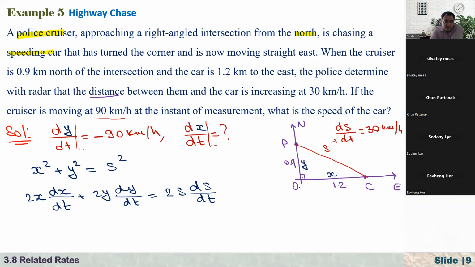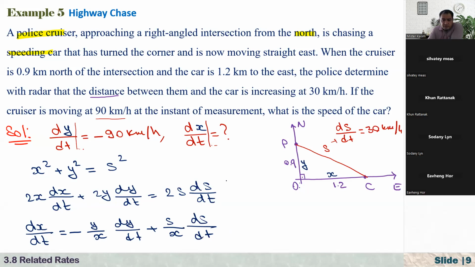Now to do this, first take this expression to the right-hand side and divide both sides by 2x. Here we have dx/dt, which will be equal to minus 2y over 2x, that is y over x times dy/dt, plus 2s over 2x ds/dt. So here we have s over x times ds/dt.